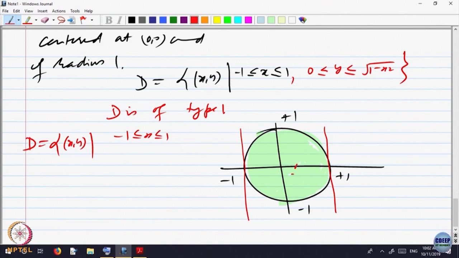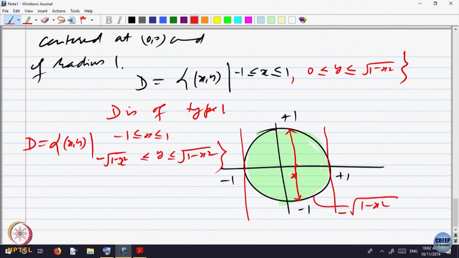Where does y go? So, take a point x, draw a vertical line and see how much it varies, right. So, that goes between the lower part of the circle and the upper part. So, what is the equation of the lower part? That is minus square root of 1 minus x square, less than or equal to y, less than or equal to square root of 1 minus x square, right. So, this part is square root of 1 minus x square with a negative sign because it is below, and this is with a positive sign. So, this is my function psi x, and this is my function eta x, right.